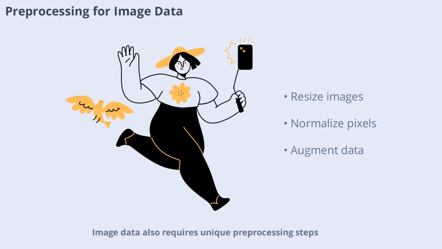Image data also requires unique preprocessing steps. This can involve resizing images, normalizing pixel values, and augmenting data with transformations like rotation or flipping. Proper preprocessing ensures that image data is consistent and ready for analysis by computer vision algorithms, improving model performance and accuracy.